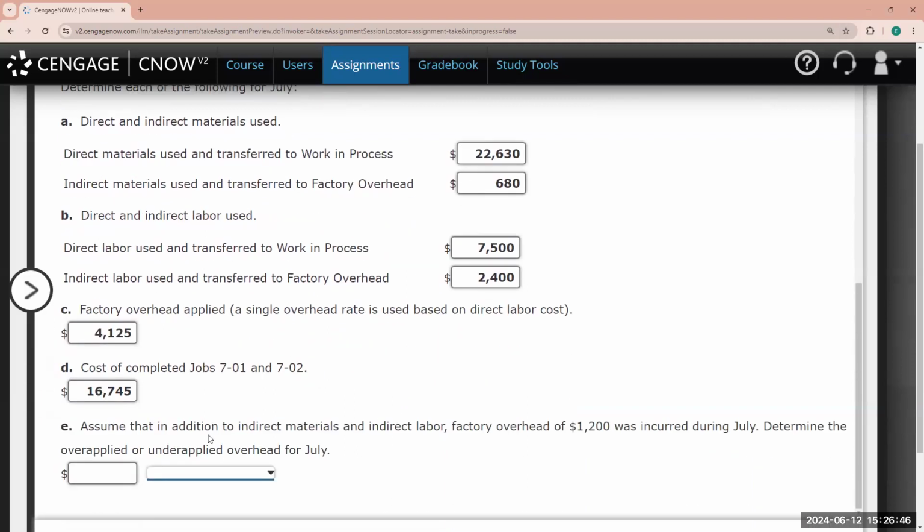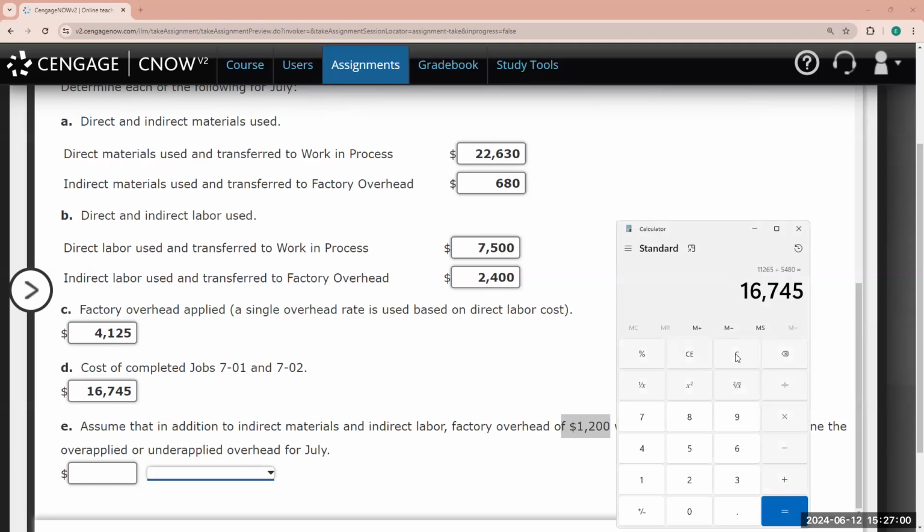And then here it says, assume that in addition to indirect materials, which is 680, and indirect labor of 2,400, factory overhead of 1,200 was incurred. So now we determine what the actual factory overhead was. Indirect materials of 680 plus indirect labor of 2,400 plus other factory overhead of 1,200. That gives us 4,280. This is how much we actually spent.